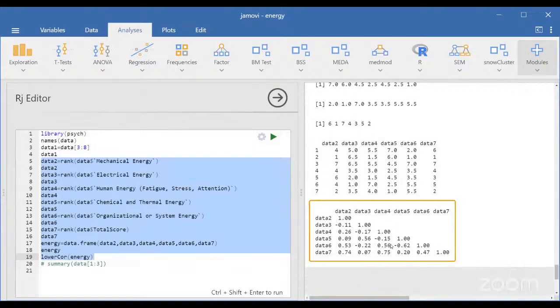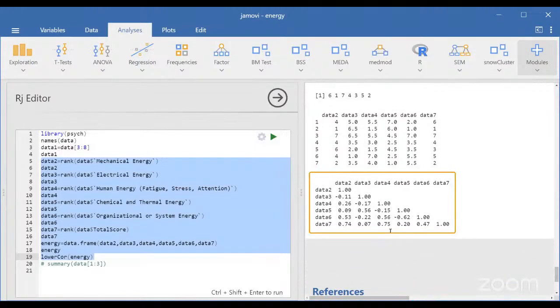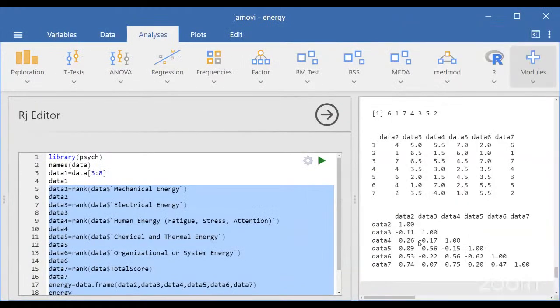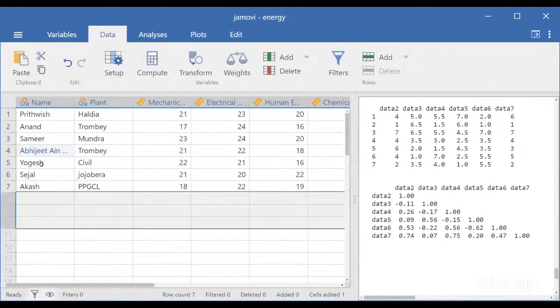Now the correct code is coming. Sir, this is the correct one. So Anand sir and Sejal are in the same group. Then sir, the next one is 0.56. Data 3 and data 5. So Sameer sir and Yogesh sir. Sameer and Yogesh are coming. Next one. Then 4 का किसके साथ आप? 6 and 7. तो 6 तो Sejal है and Akash. Sejal ma'am and Akash.